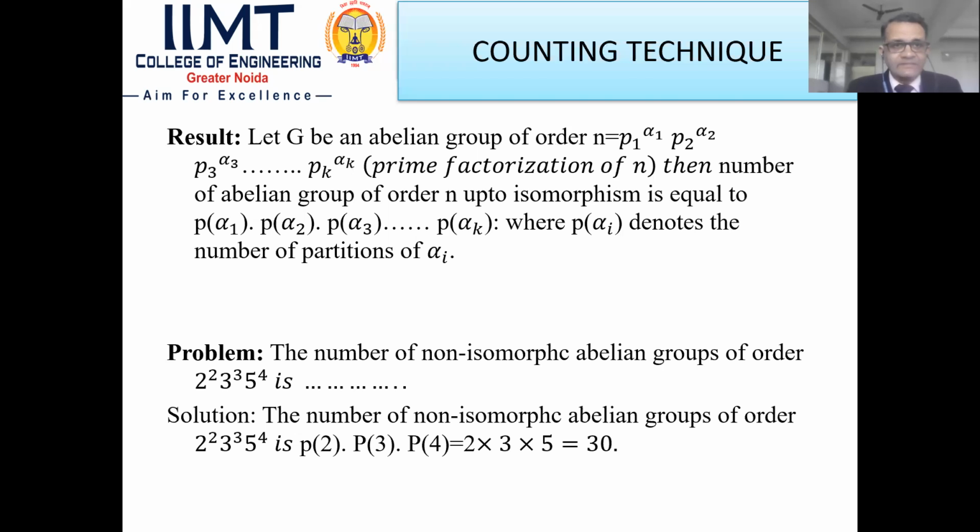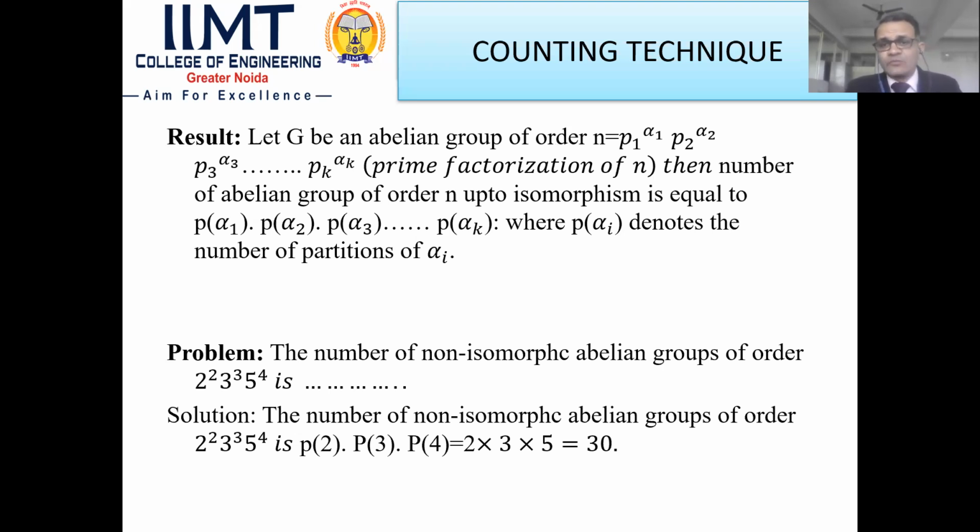Now we have a result. Let G be an abelian group of order n equal to P1 raised to power alpha 1, P2 raised to power alpha 2, P3 raised to power alpha 3, up to Pk raised to power alpha k, the prime factorization of n. The number of abelian groups of order n up to isomorphism is equal to p(alpha 1), p(alpha 2), p(alpha 3), up to p(alpha k), where p(alpha i) denotes the number of partitions of alpha i.